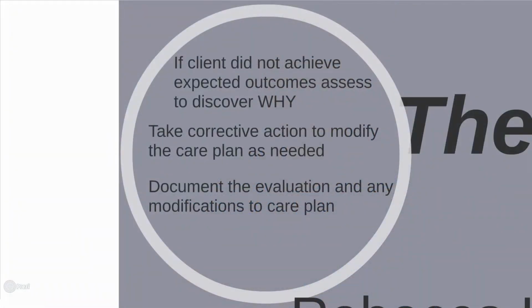Because now you have to look at, well, if they didn't get their goals, if they did not reach those goals, why? What happened? What was overlooked, or what difficulties came up that we really weren't expecting? Then you have to look and say, okay, what kind of corrective action can we do? What can we do next to make this work out well? And update your plan of care. And then you're going to document your evaluation and any modifications that you made to the plan of care.